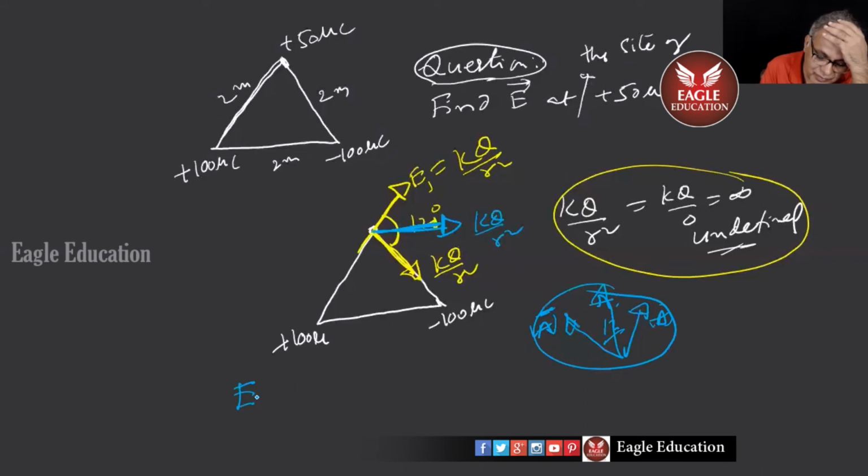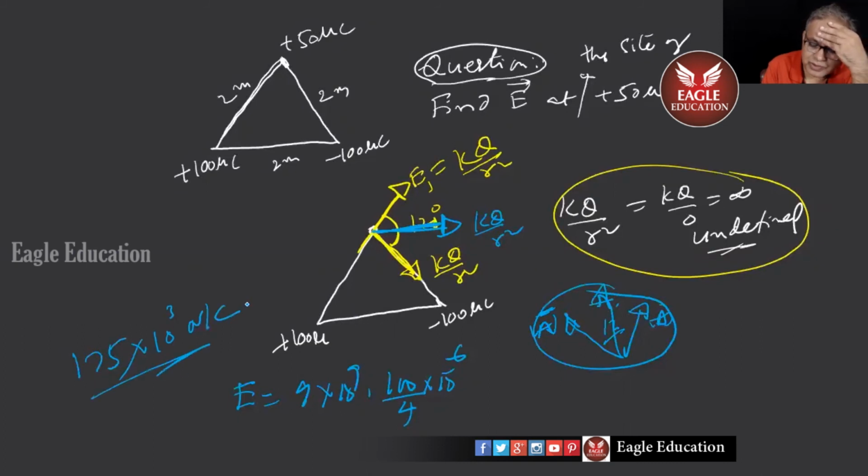So what is that now? The E will be K, 9 into 10 to the power 9, Q, 100 into 10 to the power minus 6, by R square, by 4. So that will be how much? 100 by 4 is 25, 25 into 9, how much? 225, okay, 225 into 10 to the power 3 Newton per coulomb, this way. So this is the meaning of principle of superposition.